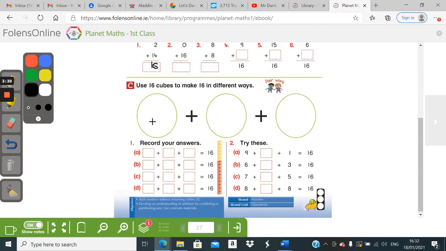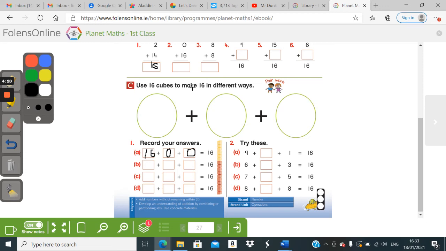Part C is very similar to Part C yesterday. I want you to demonstrate by doing little drawings how you can make 16 in different ways, but using 3 numbers this time. Now, in Part 2, you have a missing number, but Part 1, you have to come up with it yourself. Remember, 0 is a number just like any other number, so make it easy for yourself. 16 plus 0 equals 16.